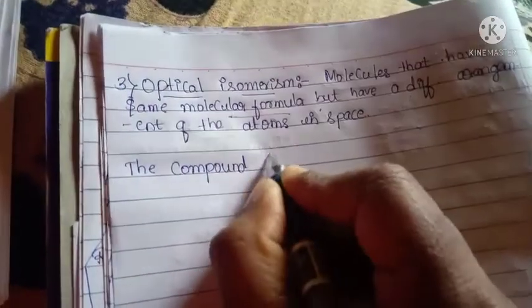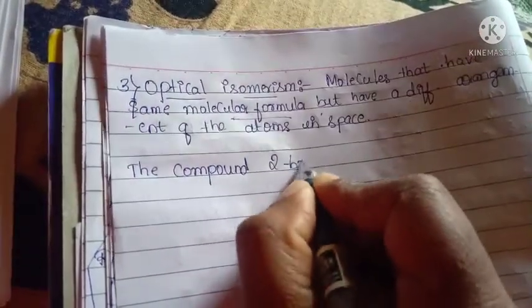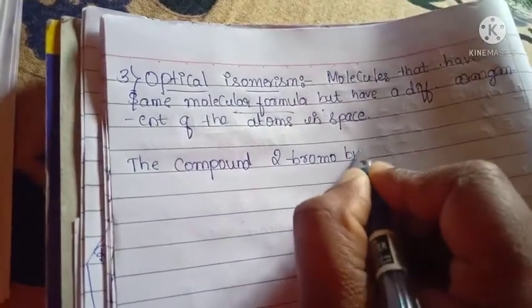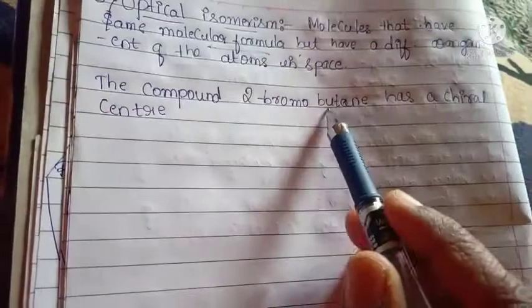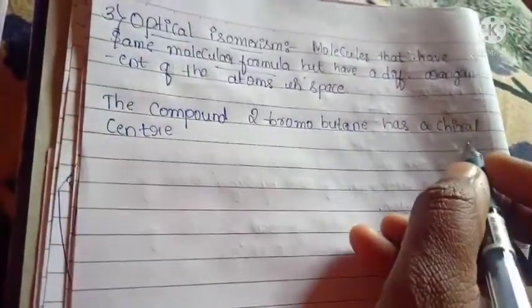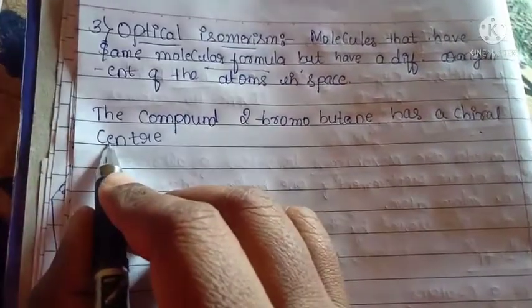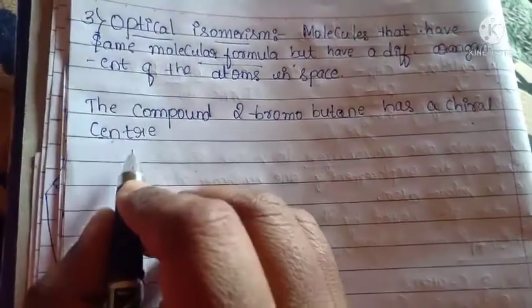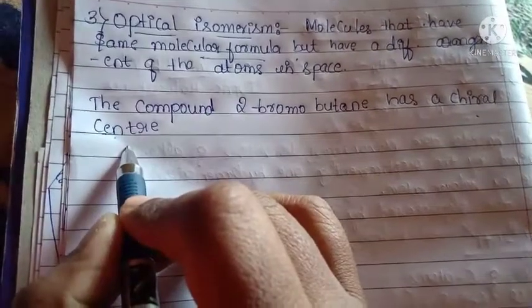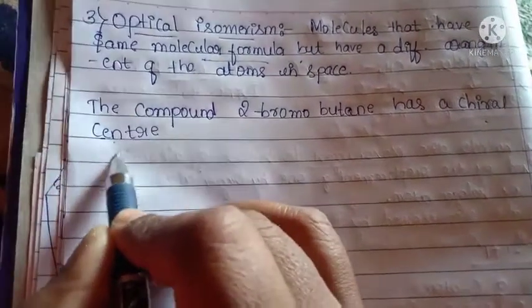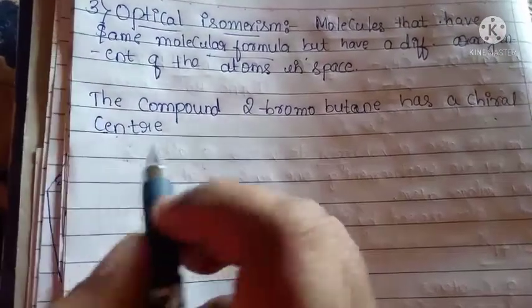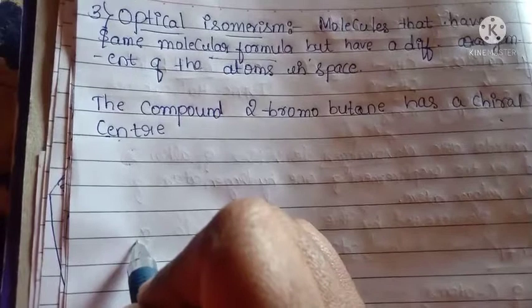Okay, here for example the compound 2-bromobutane. 2-bromobutane has a chiral center. Okay, chiral center means the carbon atom should be bonded with 4 different atoms. Now, we know that a carbon atom has 4 valences. That carbon atom should be bonded with 4 different atoms. That is called a chiral center.